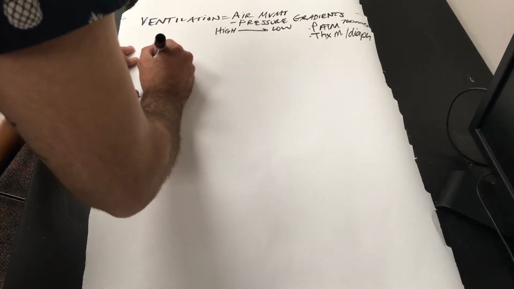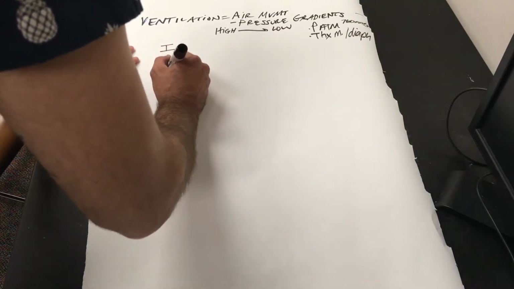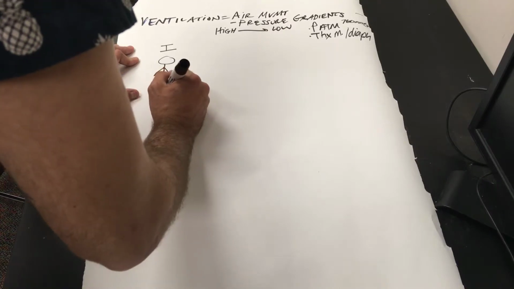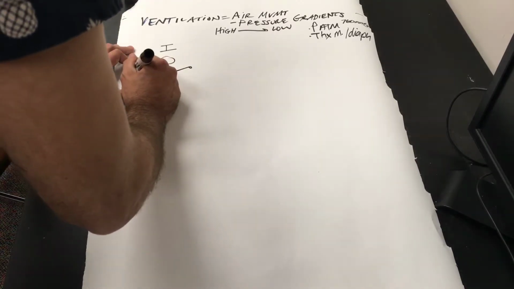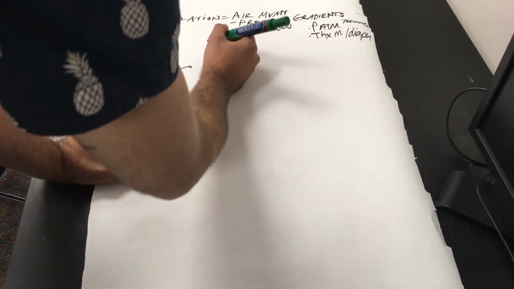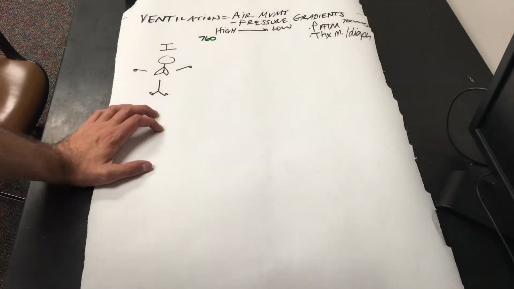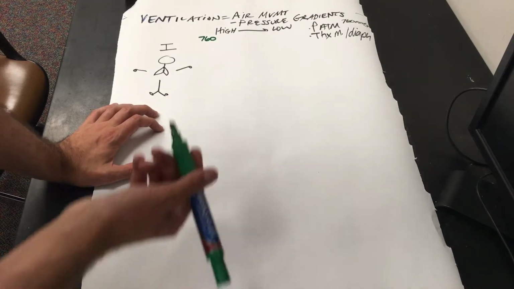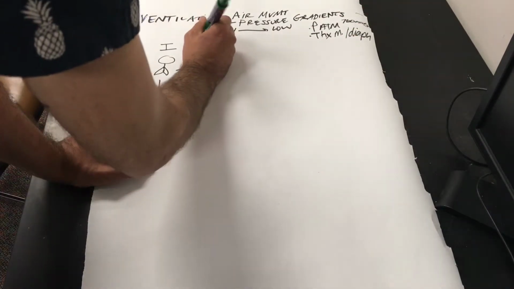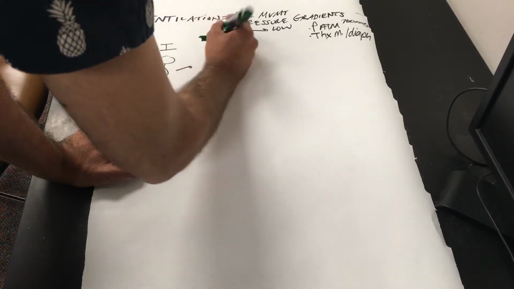So for inspiration, you guys will remember I drew a diagram of a guy and his lungs. And we said, because air movement is dictated by pressure gradients, air will move from areas of high pressure to low pressure. The pressure out in the atmosphere is 760. And to simplify things, physiologists have assigned a pressure of 0 to the atmosphere.